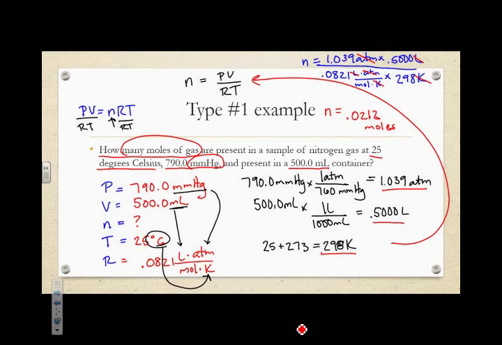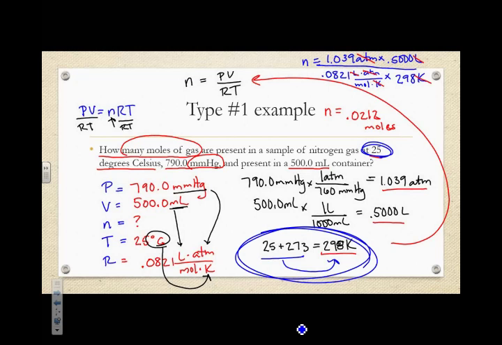Now, a word here about significant figures. It may look like in the problem that I only had 2 significant figures in my temperature, but when I change temperature from Celsius to Kelvin down here, I ended up with 3 significant figures, and that's the number that I used in my equation. So therefore, my answer should have 3 significant figures. So my answer is good to go.